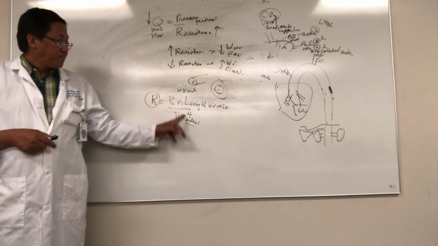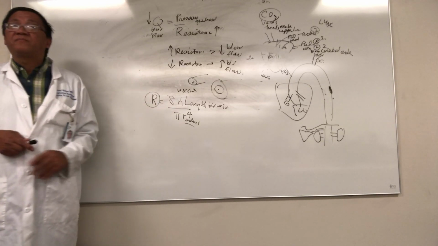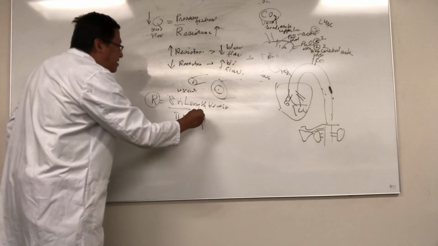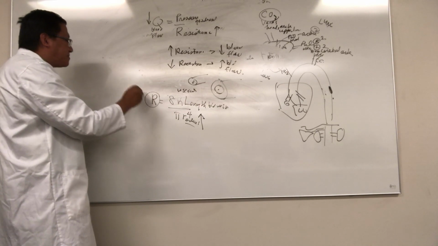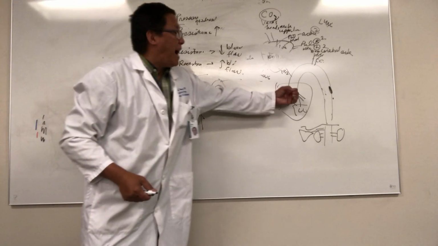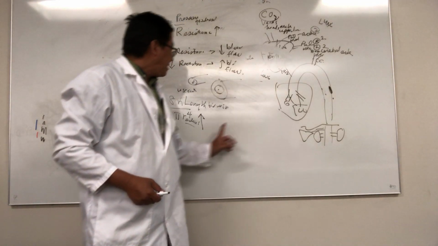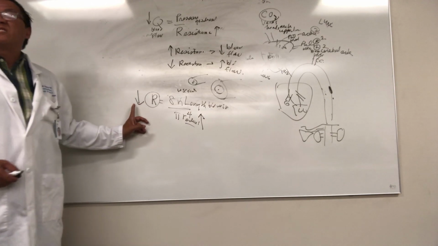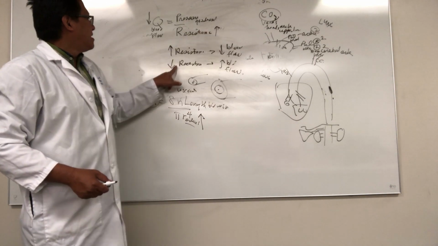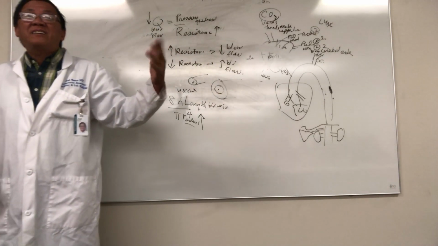Because you see what? What is the relationship between resistance and radius? Inverse. In other words, if you increase the radius, what happens to the resistance? Decrease, just like here. If you give a vasodilator, what happens to the radius? Increase. Radius increases, what happens to the resistance? It goes down, and if it goes down, what happens to the flow? Increases blood flow.